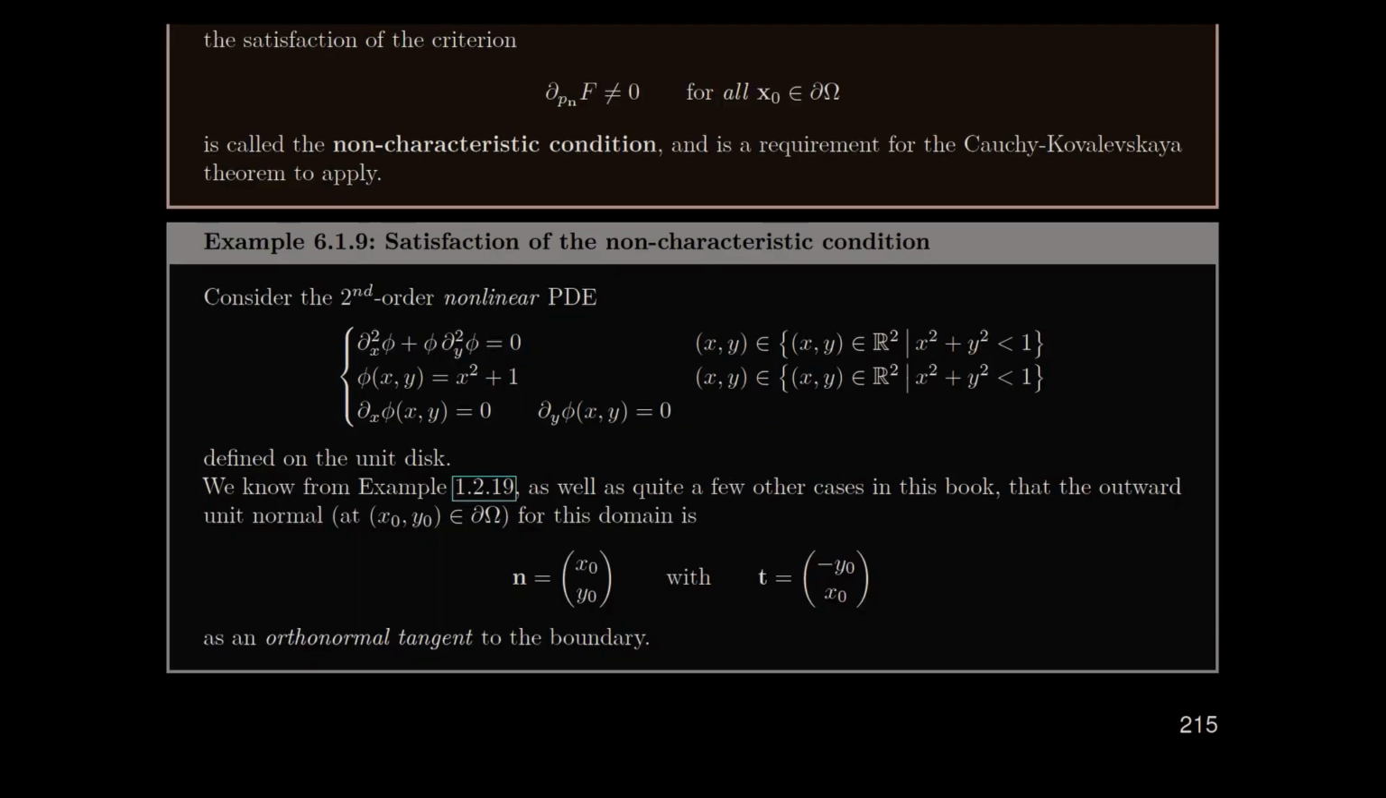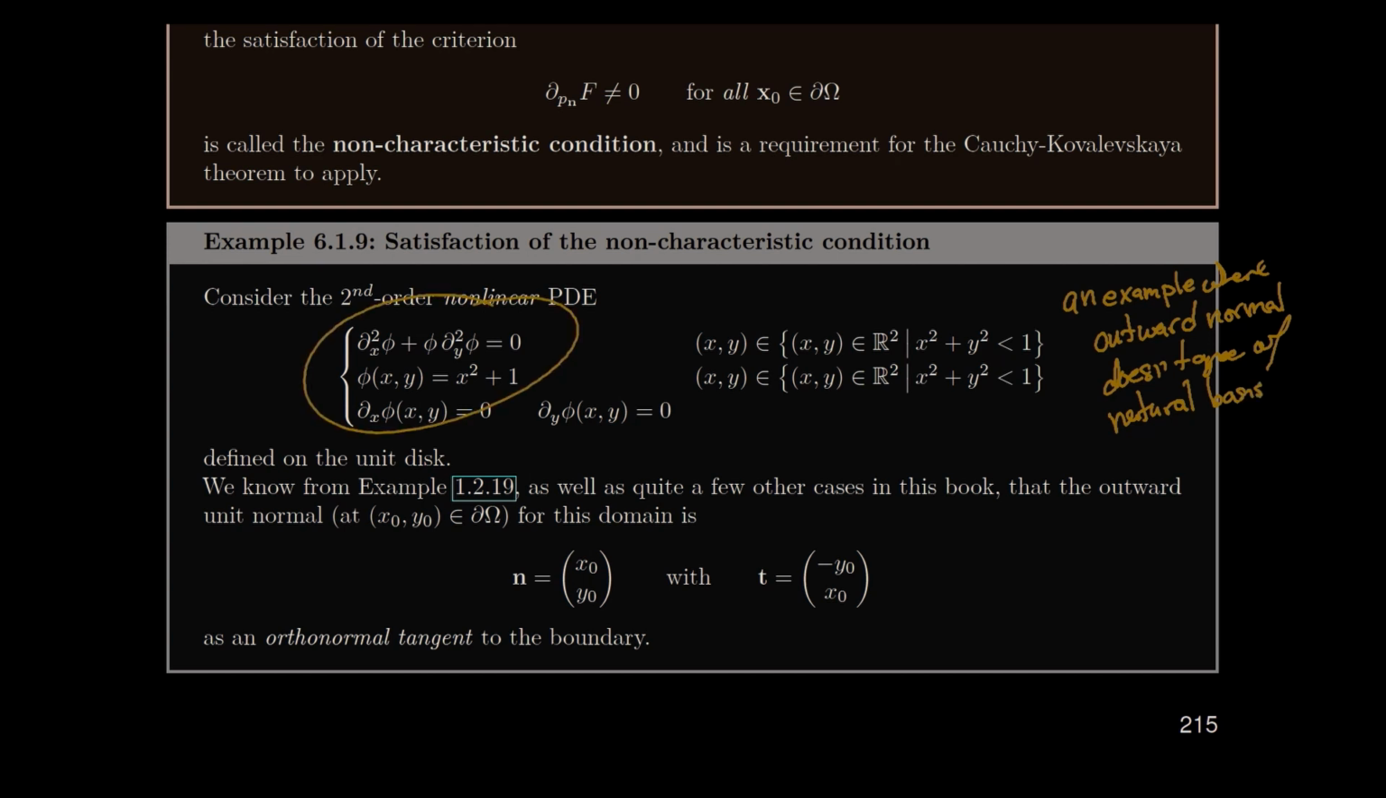So if we look back at the satisfaction of the non-characteristic condition, this is an example where the outward normal doesn't agree with the natural basis, at least in a lot of cases. And if you recall, what we had to do was translate the PDE into the normal derivative direction and the tangential derivative direction. And this would change because the boundary is not flat. It would change depending on where you sat on the boundary. So you would be recalculating the PDE no matter where you were on the boundary. And it would just make your life hard.